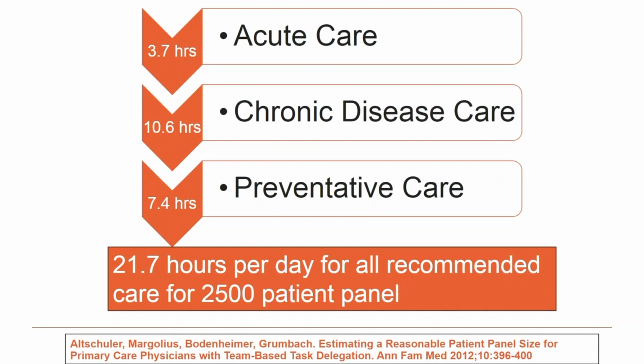And it's based on the 10 most prevalent chronic diseases, and then the time per patient per year it would take to deliver all the recommended acute care needs based on normal incidences of acute care, all standard chronic disease recommendations for the 10 most common chronic diseases, and all recommended preventative care per USPSTF standards for a 2,500 patient panel. When you divide, the data is very solid about how many hours per year that takes per patient, and you work the math backwards, it's 21 hours per day.